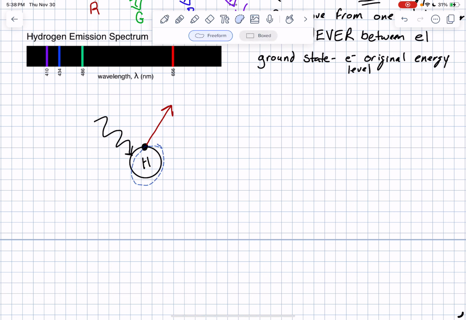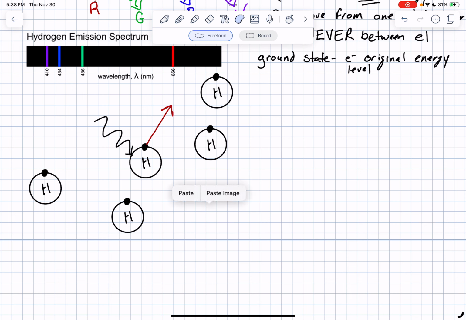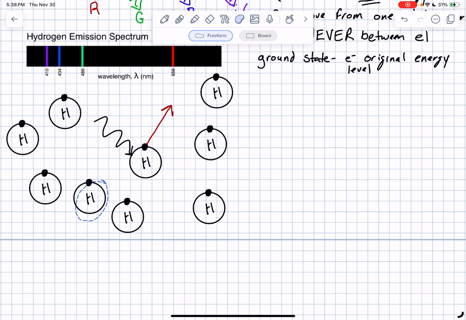The answer is that when I have these samples, I don't have just 1 atom. I have many, many, many atoms. And so the intensity of the light tells me how many of the atoms are returning to ground state and emitting that color of energy. But the reason I can see all 4 is because I have multiple atoms that are receiving multiple photons.